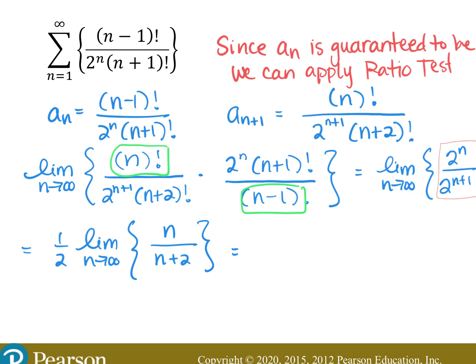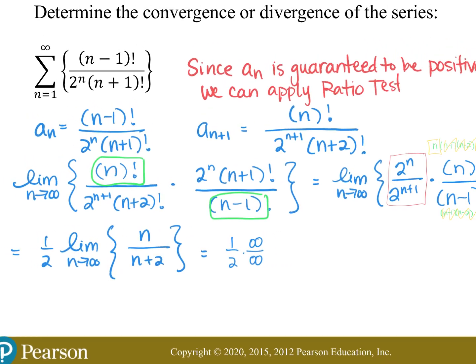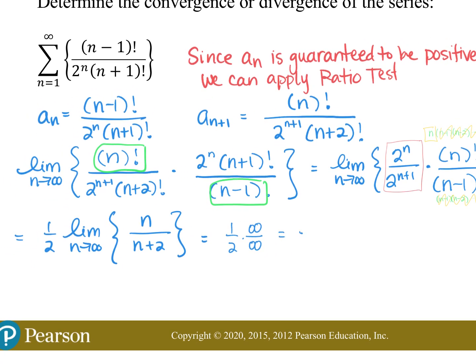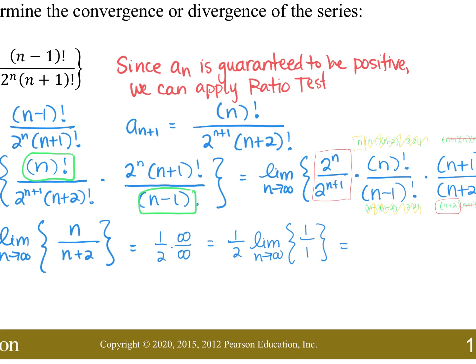We're in the home stretch. This will be 1/2 times infinity over infinity, which means I need to go back to L'Hopital, which will be 1/2 times the limit of 1 over 1. And I take my derivative, and I get 1/2.